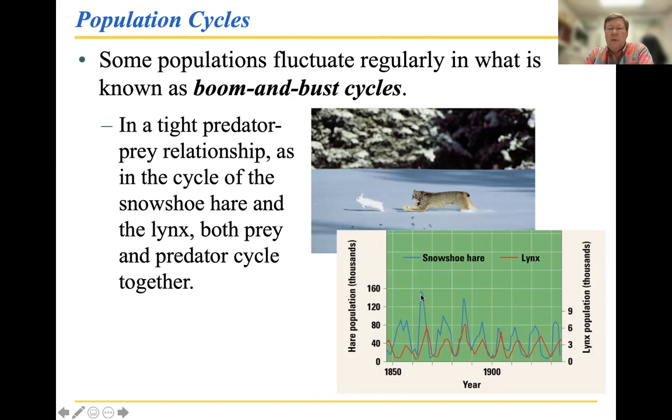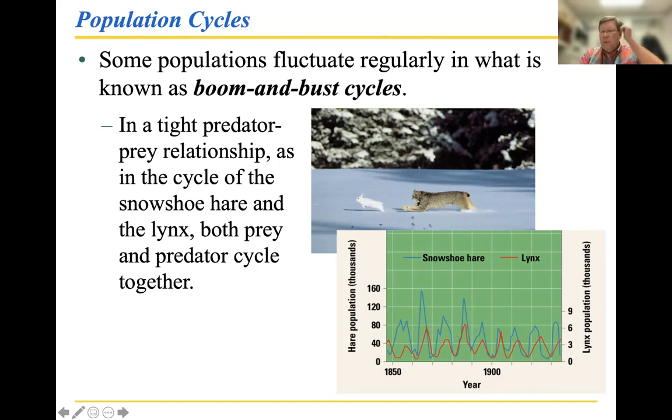Here is the peak in the snowshoe hares, and a little bit later, a couple of years later, you find that the lynx population crashes. And so here it is: snowshoe hares, lynxes, snowshoe hares, lynxes, snowshoe hares, lynxes. There's always that little bit of a difference.